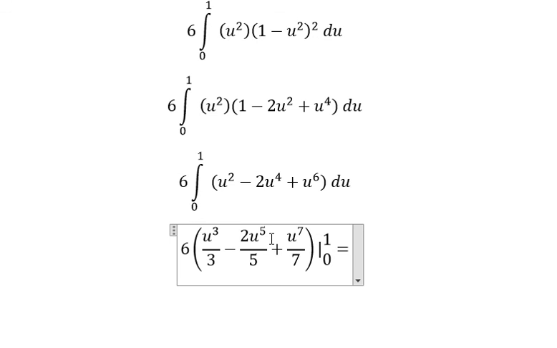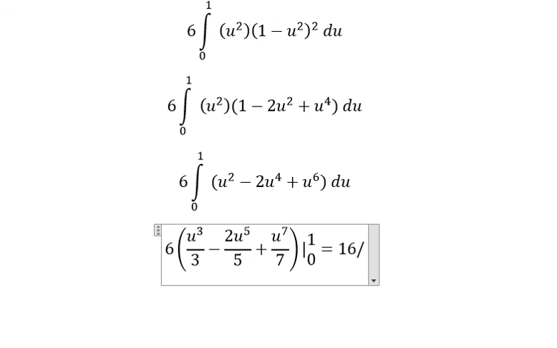We put number 1 go in here, then number 0 go in here. So we got 16 over 35.